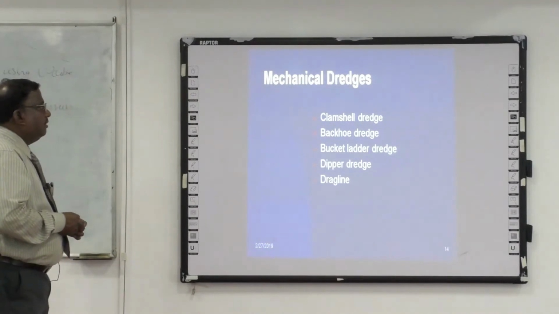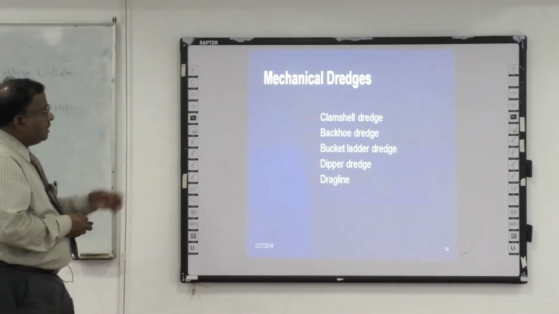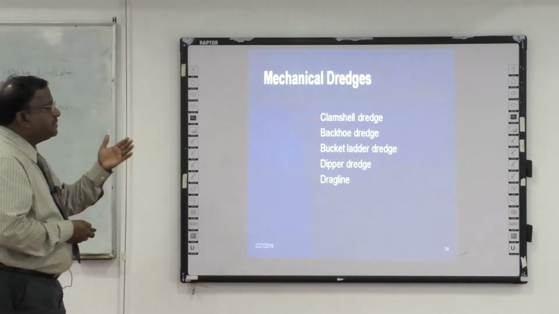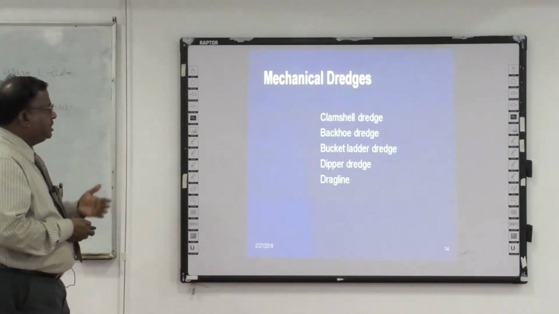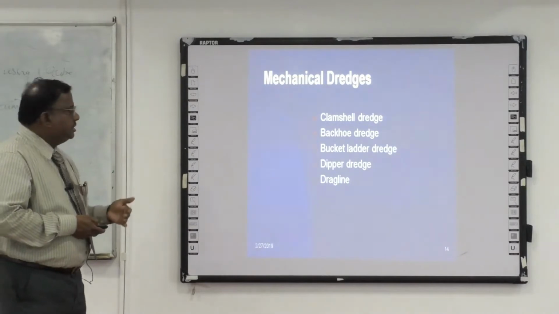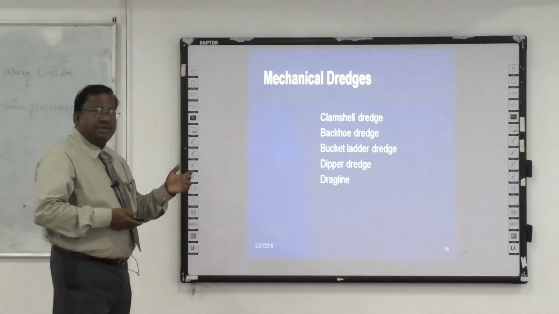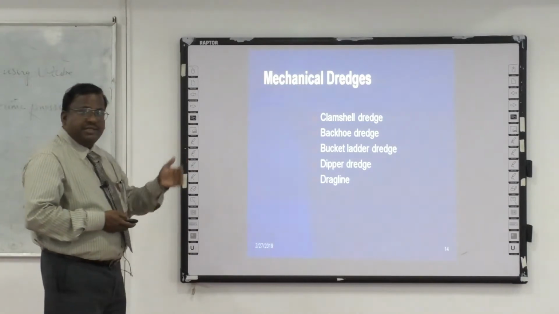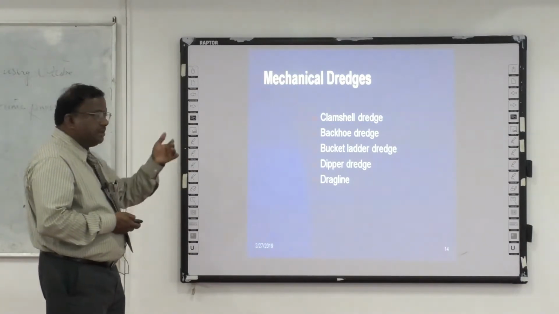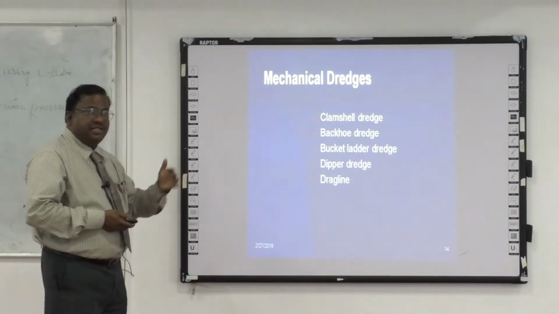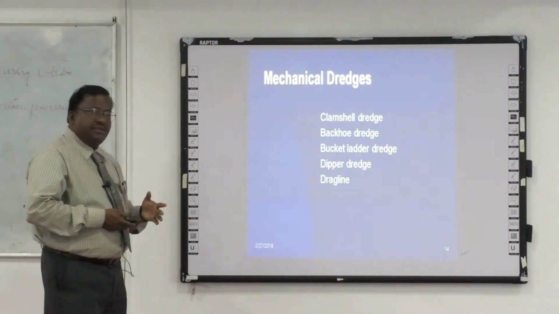These are mechanical dredgers. Mechanical dredgers are classified as clamshell dredge, backhoe dredge, bucket ladder dredge, dipper dredge, dragline dredge. So once again, the mechanical dredgers are classified as clamshell dredgers, backhoe dredgers, bucket ladder dredgers, dipper dredgers, dragline.